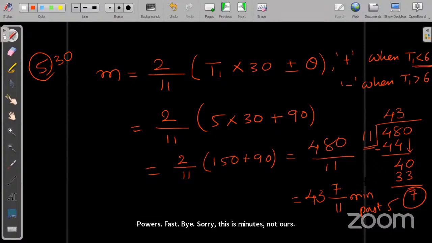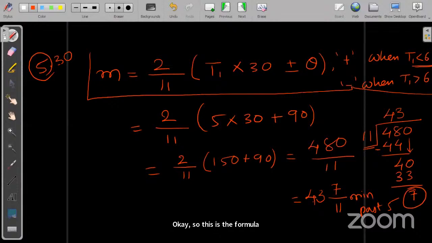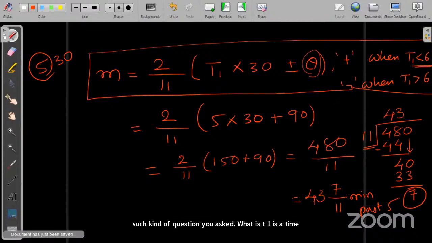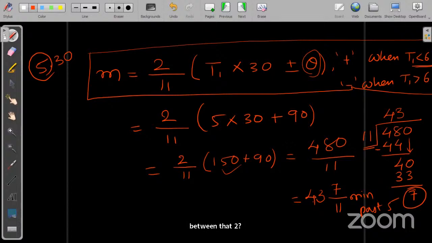So this is the formula that you have to remember when such a question is asked. T1 is the time where you have to start, and theta is how much angle you want to find between the two hands. A similar kind of question we have in this.